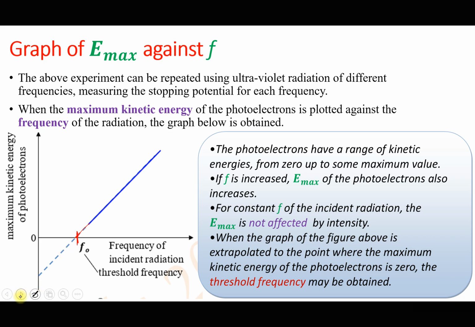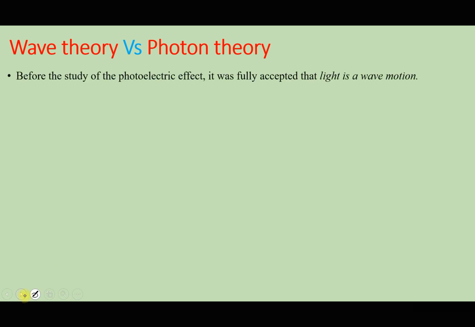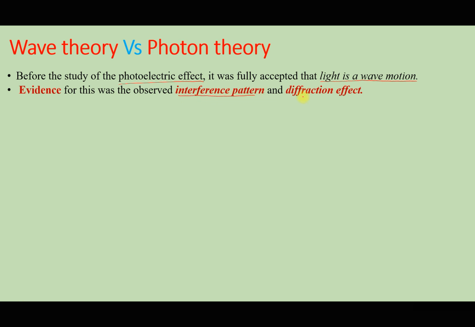Okay, then let's now try to compare the wave theory and the photon theory. So before the study of photoelectric effect that we have just talked about here, people believed that light was actually wave motion. Because there was evidence provided by Young's experiment, that is interference patterns, and there was also diffraction effect. Diffraction and interference were evidence that light was a wave.